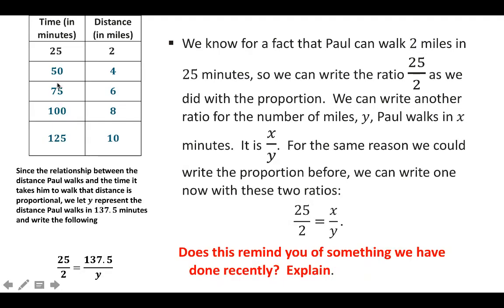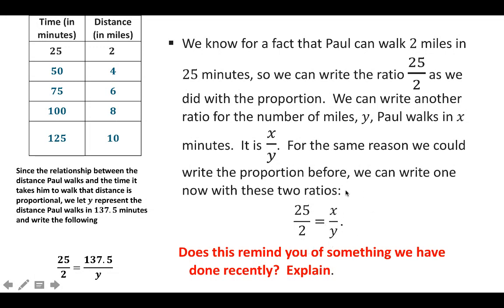So we can write the ratio 25 upon 2 as we did with this proportion. We can write another ratio for the number of miles y Paul walks in x minutes. It is x upon y, and therefore we could write the proportion. The ratios for both will remain the same. So this is the proportion: 25 upon 2 is equal to x upon y.